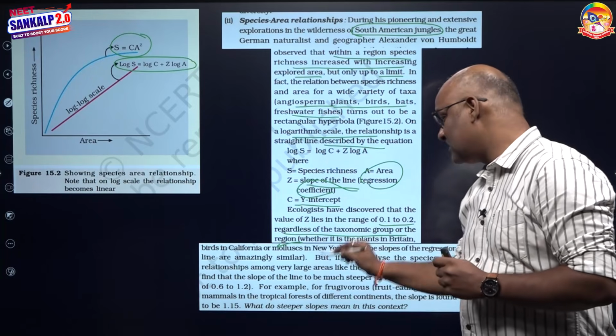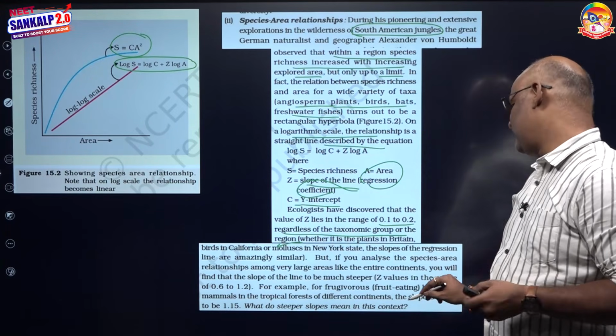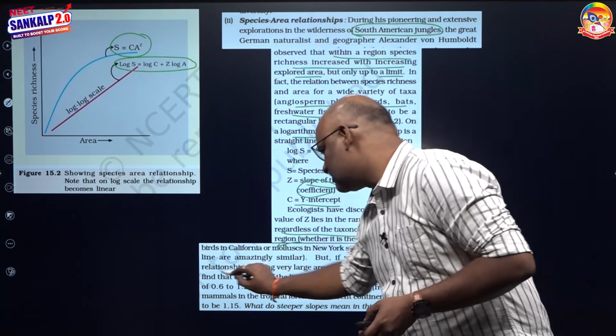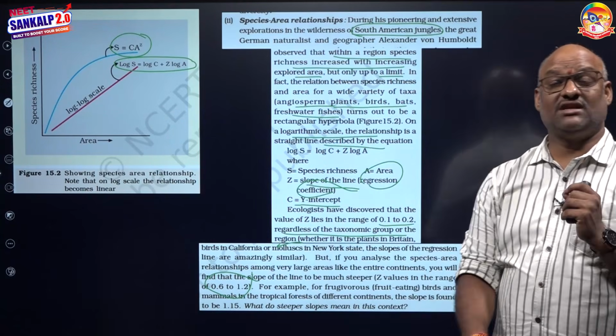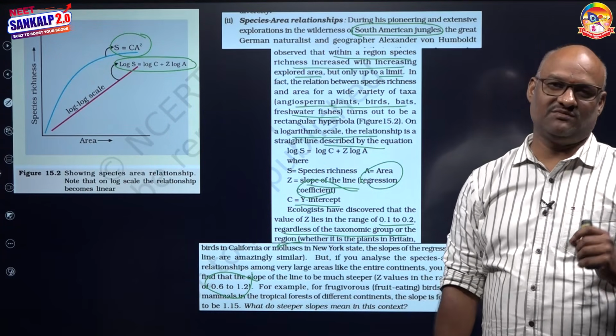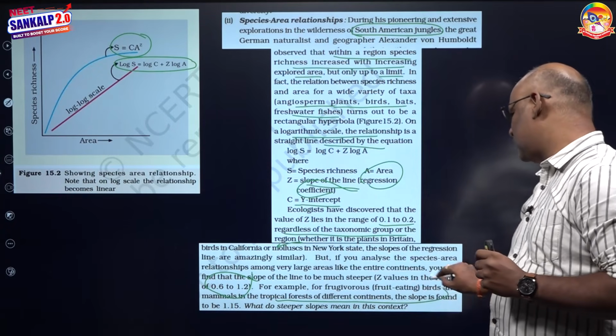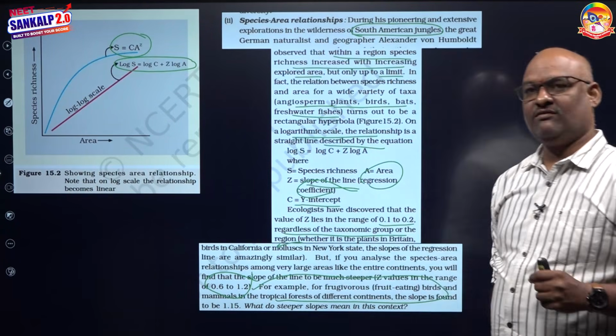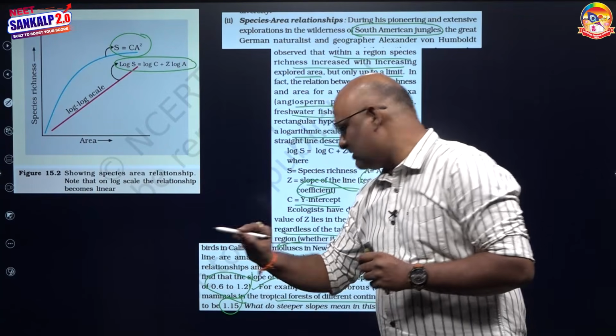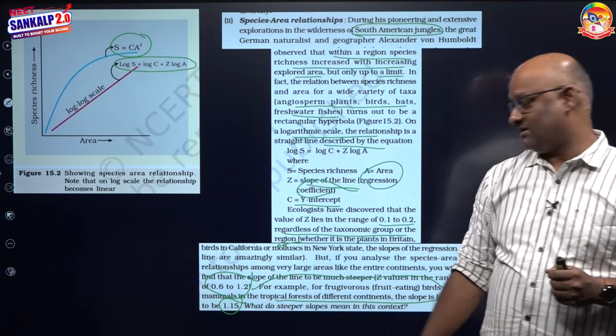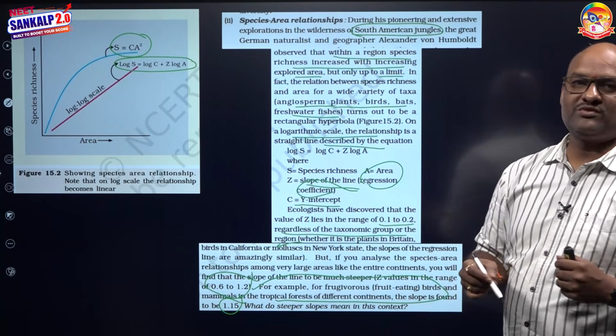The Z value for an entire continent ranges from 0.6 to 1.2. The Z value for tropical forest, the frugivorous birds and mammals in the tropical forest, ranges up to 1.15. Now, what do steeper slopes mean in this context?